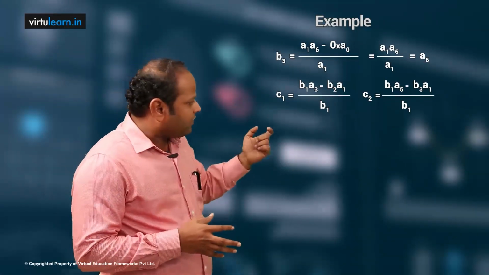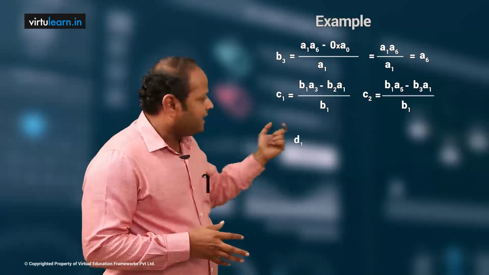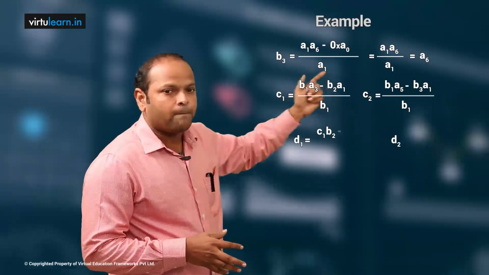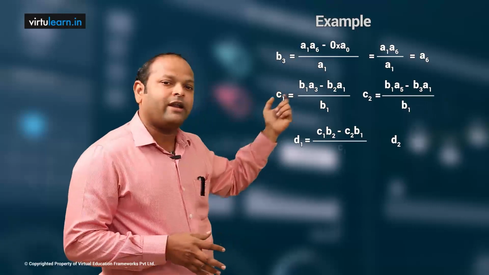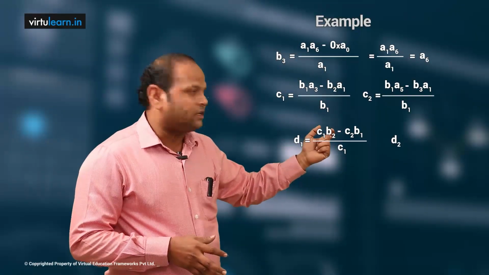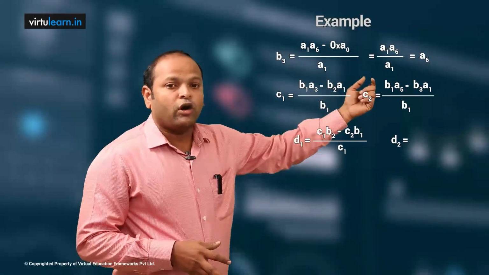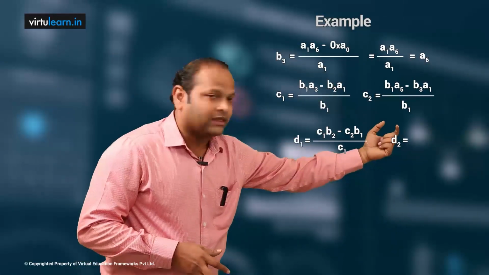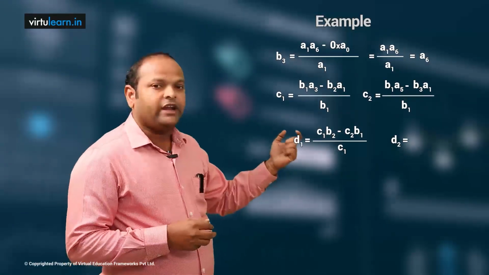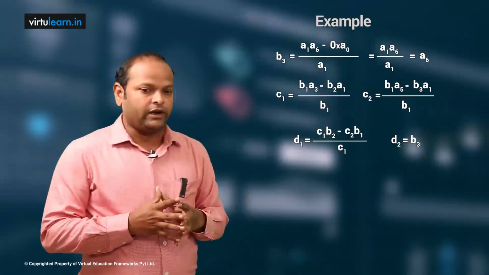Similarly, you can calculate for the next row, S square, D1 and D2. What will be D1? We can write C1 B2 minus C2 B1 divided by C1. And D2, again if you want to calculate D2, look at that. Above we already have B3 and below nothing is there, therefore that will be directly carried forward. So what will be D2? D2 is directly B3, no need to calculate.